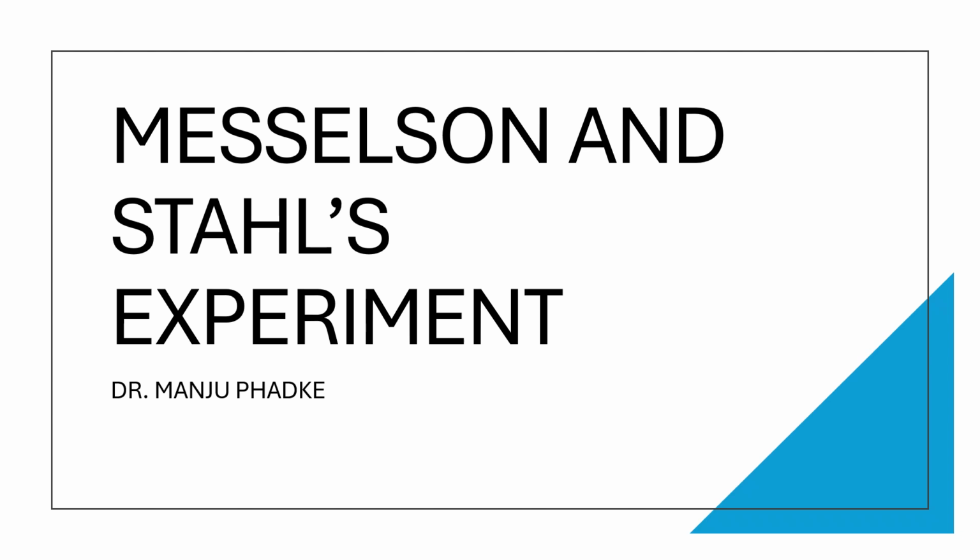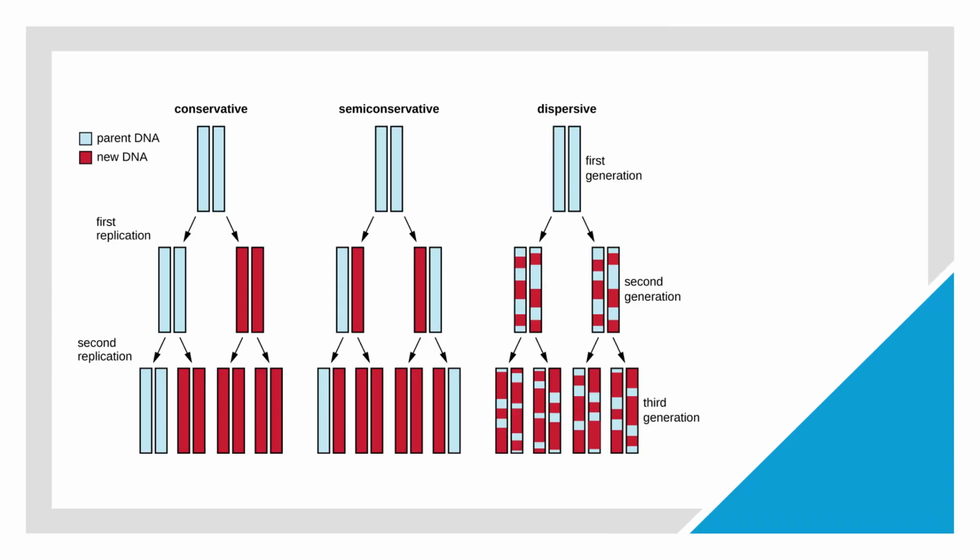At the time, two other models were proposed to explain DNA replication, that is the conservative model and the dispersive model. In the conservative model, the original DNA molecule remains intact and a new identical molecule is produced. As you can see here, this is the parental DNA molecule which remains intact in the progeny, and an identical DNA molecule is produced.